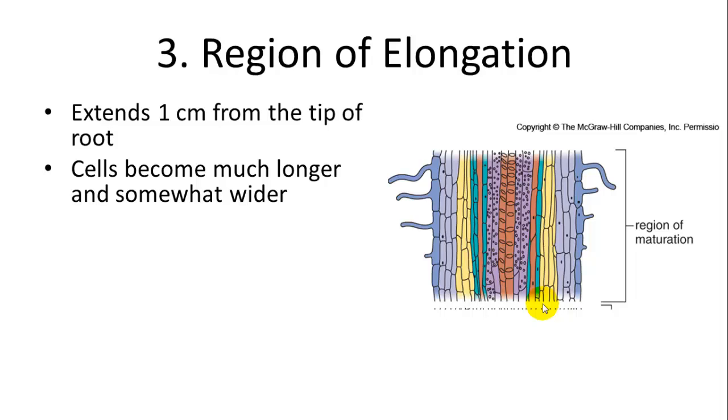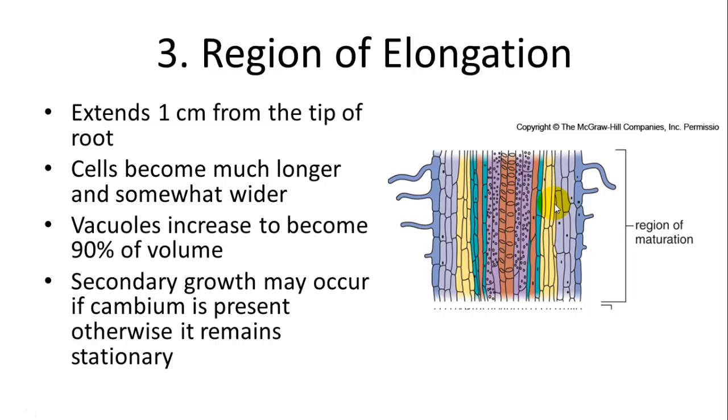Then we have the third region, the region of elongation, and this is where the cells start to extend, and you can see that in these cells, how they're much longer than the previous one. They do become somewhat wider, but mostly grow in length. What is responsible for most of this growth is the vacuoles become increasingly large, and they become 90% of the volume. Some secondary growth can occur if the cambium is present, but otherwise it remains stationary in its growth.